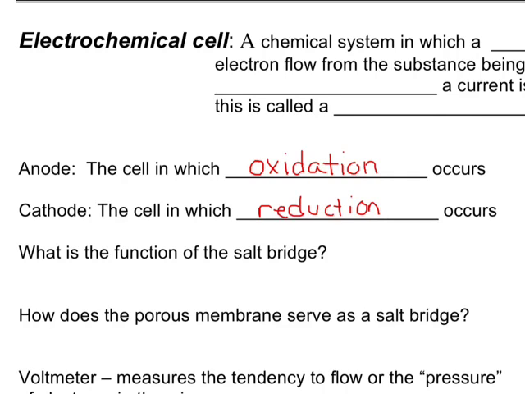Let's fill in the definition of anode and cathode. The anode is the cell in which oxidation occurs, and the cathode is the cell in which reduction occurs.